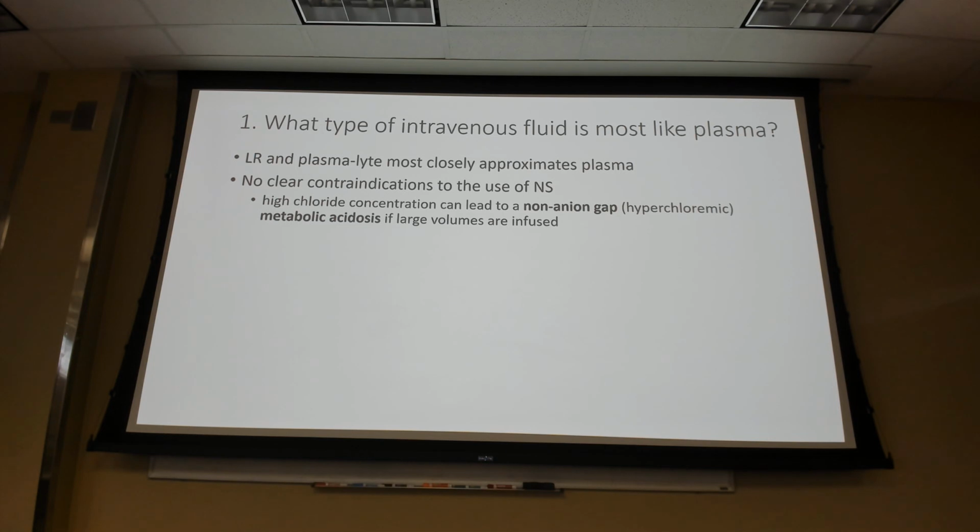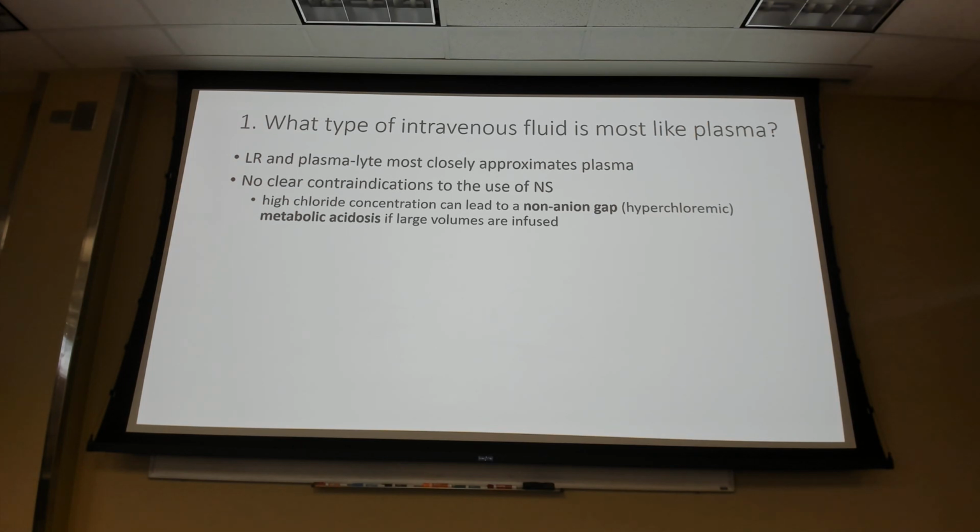Let's get into the fluids a little bit. So what is the closest to plasma and why? That's the question. Obviously we talked about it a little bit in the class. LR and Plasma-Lyte most closely approximate plasma, and the question is why. It's looking at the concentrations of our ions in there, so they're closely related. They have the sodium, and they don't have as much chloride as our normal saline, which is why we don't recommend that. If we remember our ion differences, we typically try not to use normal saline if we don't have to.